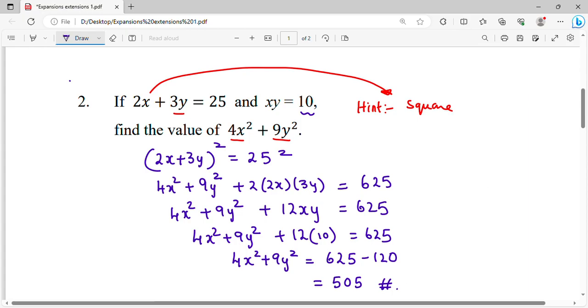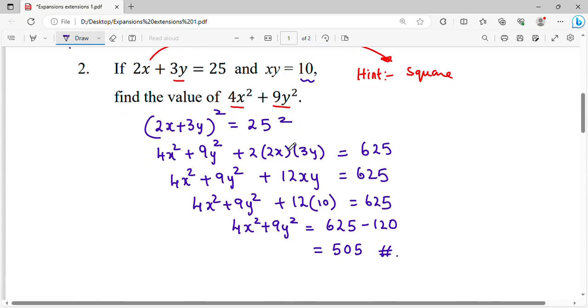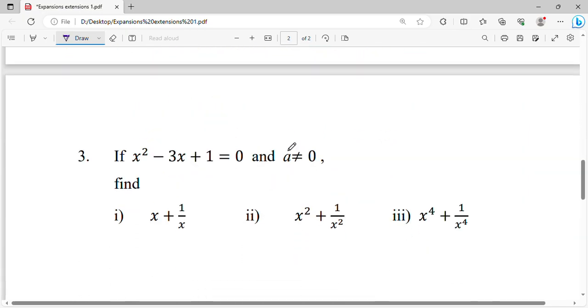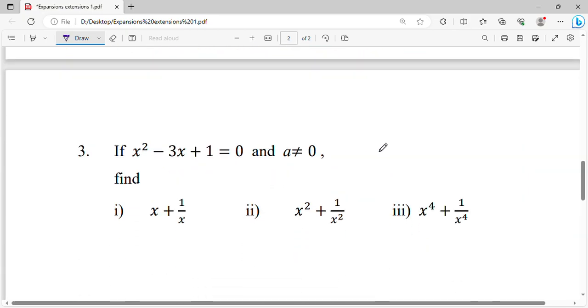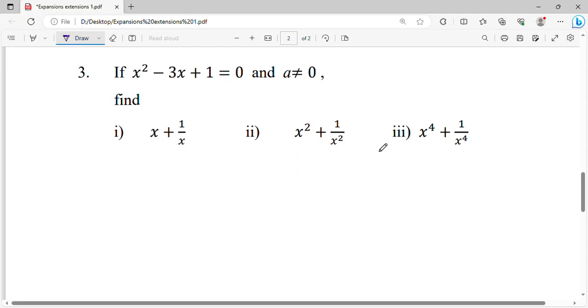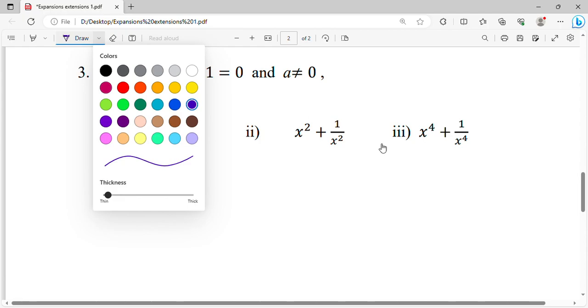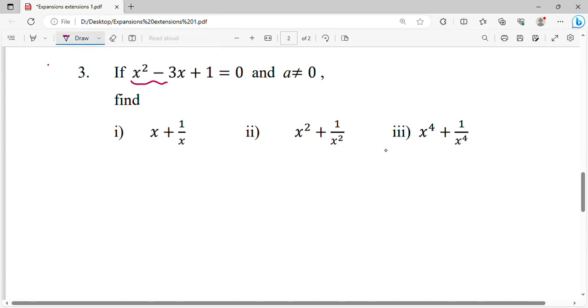So you need to see and relate what you need to do, whether you need to square or whether you need to cube to get whatever values you need. All right, let's go on to the next question. Question 3. This is a little bit tricky because I see this is the equation and I want x plus 1 by x. So we need to think a little bit out of the box here.